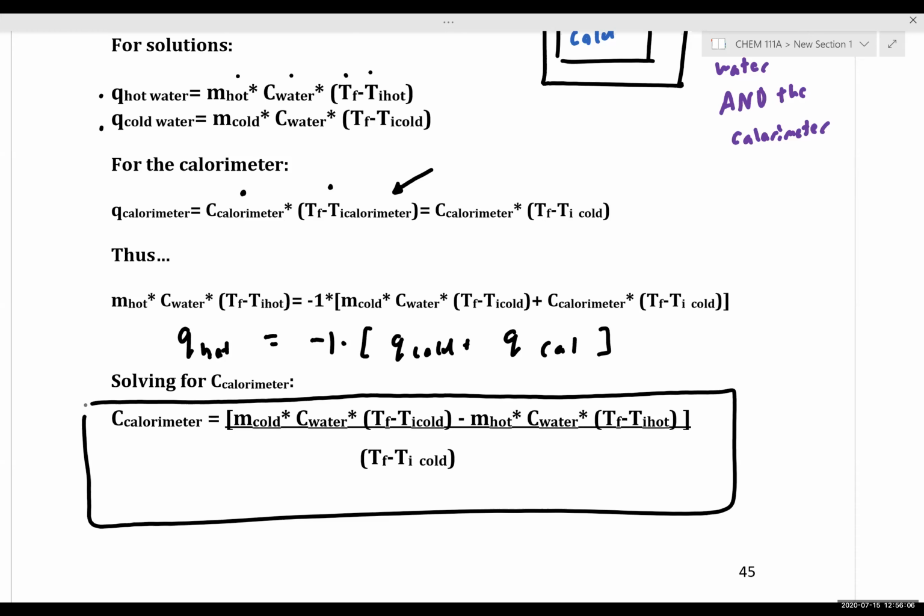It represents the fact that the calorimeter is participating in heat exchange, and we need to account for heat absorbed by our calorimeter. So we need to figure out, well, how efficiently does the calorimeter absorb or release heat? Does that make sense? Can I get some confirmation in the chat that everyone's comfortable with this idea? Now, I'm not expecting you to memorize the equations, but I will expect you to be able to derive this equation.